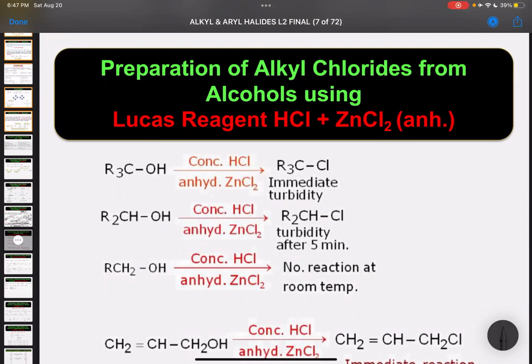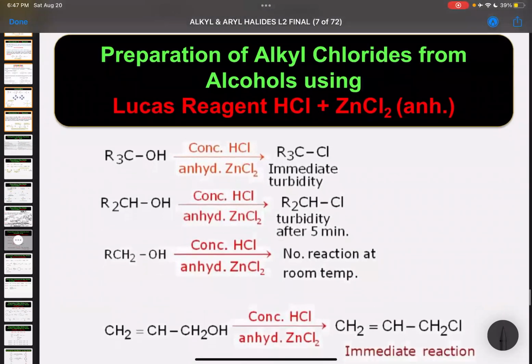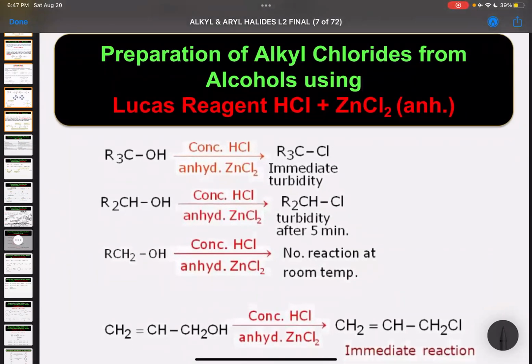Next thing is this reaction. Next reaction is this one, right? Just a second.